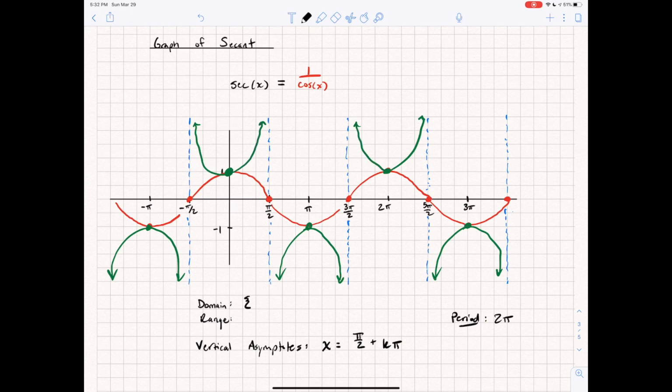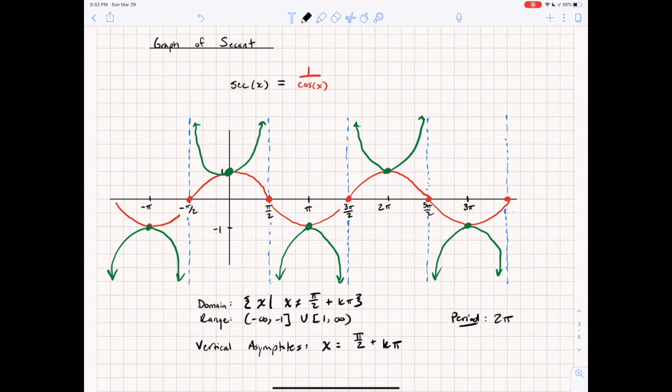My domain, writing it in set notation, is going to be any single x, but x can't be one of these vertical asymptotes, so no pi over 2's. And then my range, like with cosecant, would go from negative infinity to negative 1, where that's included, union 1 to infinity, just like cosecant. So a lot of similarities between the two.